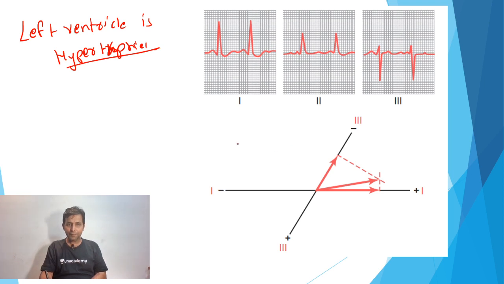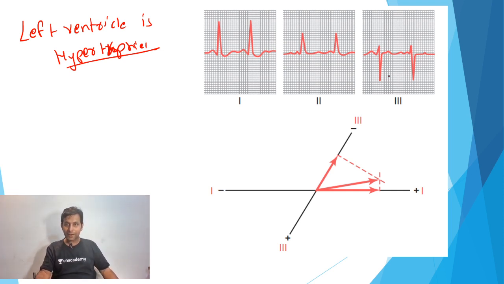So what happens? The hypertrophied left ventricle pulls a large amount of electrical depolarization, and it takes longer to get repolarized. The left ventricle has a higher mass value, or higher muscle mass, so it takes a longer time to get depolarized, and since it takes longer to depolarize, it takes longer to repolarize also. So for a longer duration, it remains depolarized.